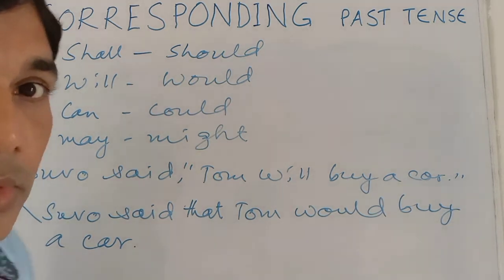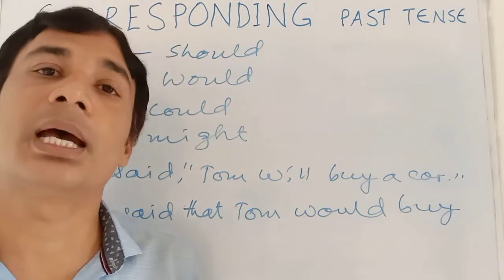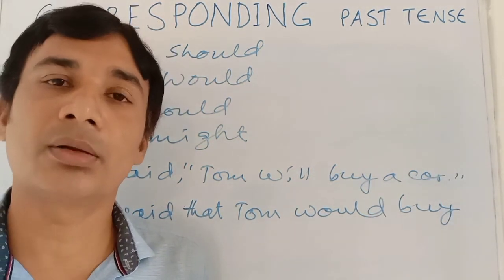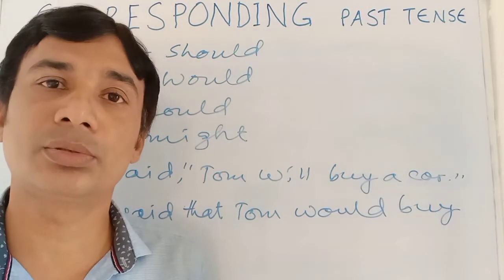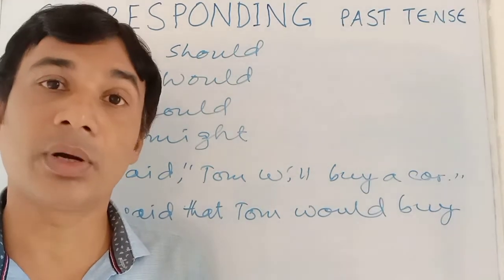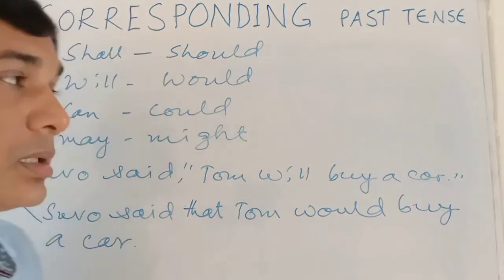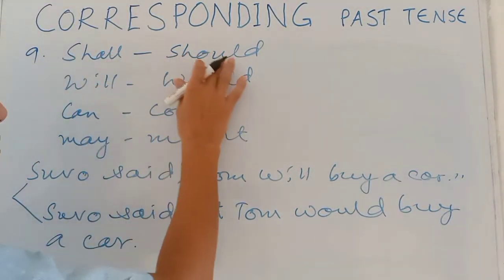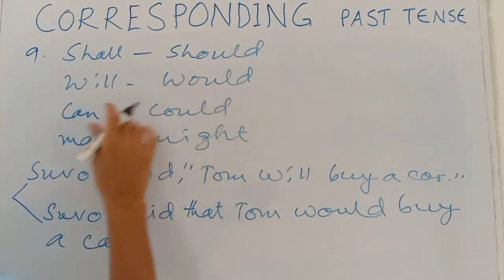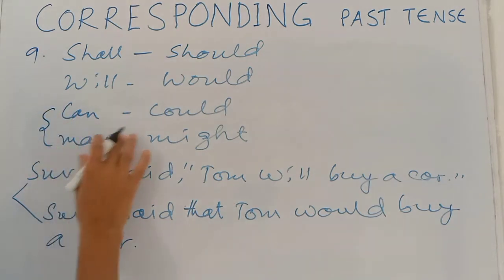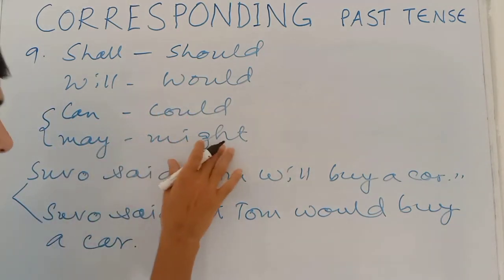Okay, you know in future tense we use shall or will. Shall or will, these are used to form future tense. So what will be their form? Shall becomes should, will becomes would, can becomes could, may becomes might.